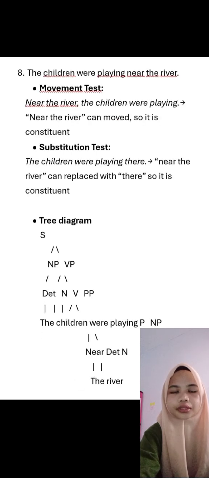Number 8. The children were playing near the river. Movement test. Near the river, the children were playing. Near the river can move, so it is constituent. Substitution test. The children were playing there. Near the river can replace with there, so it is constituent. And here the tree diagram.